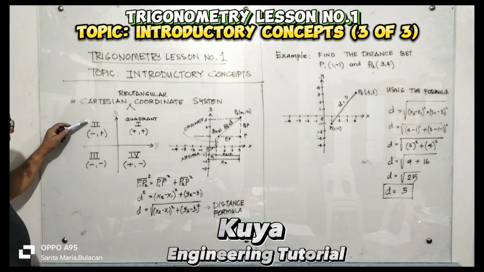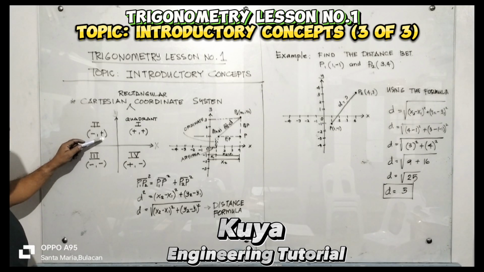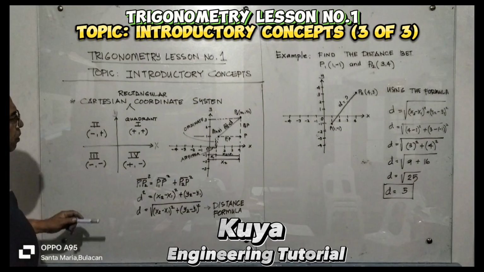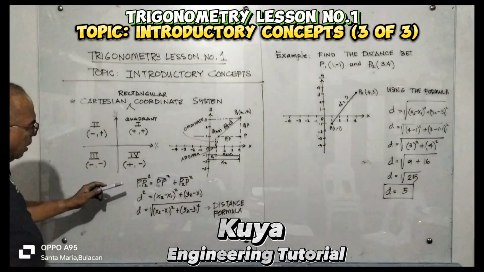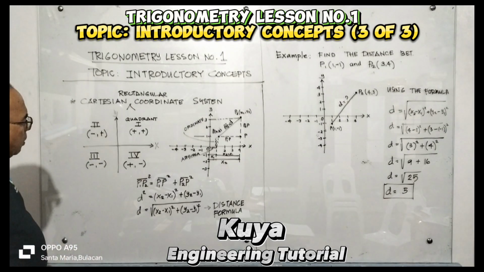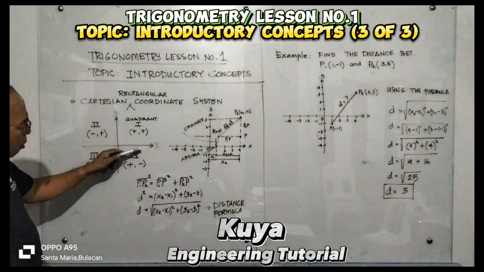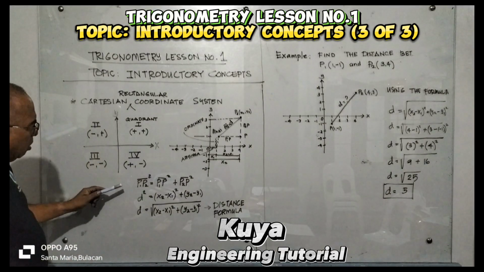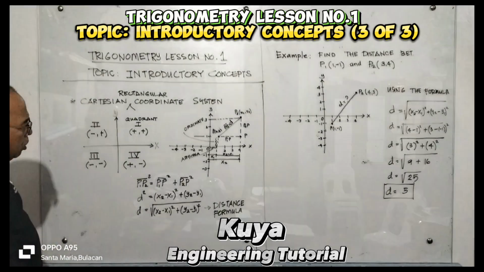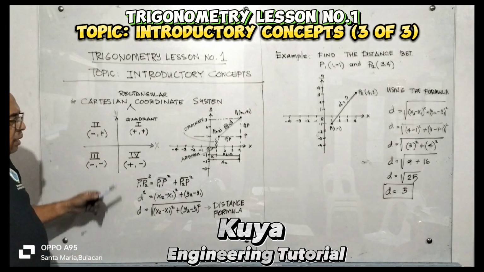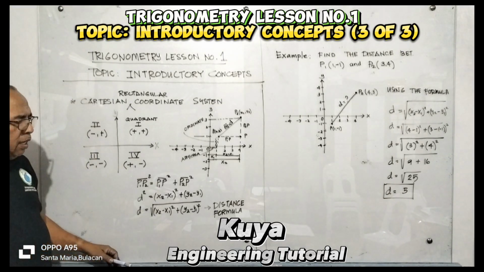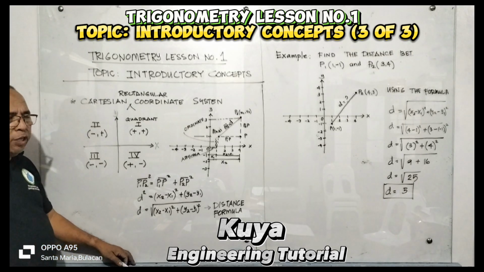Then the second quadrant is negative and positive. The third quadrant is negative, negative. And the fourth quadrant is positive, negative. No? So, meaning, na mga coordinates pag napasok dito ay positive and negative. Okay. So, to apply this, kaya natin ito binigay kasi as an introductory concept.